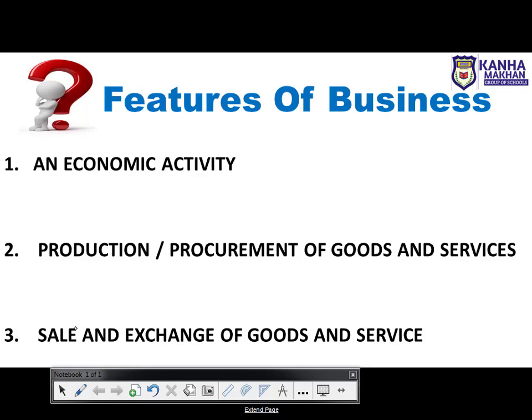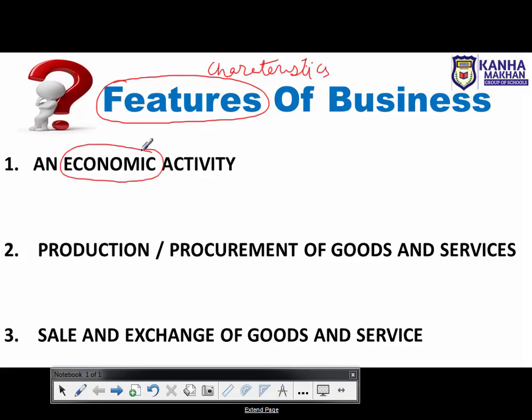The first thing is the features of business. Features basically means characteristics. What are the characteristics of business? Number 1, an economic activity. Business is an economic activity.